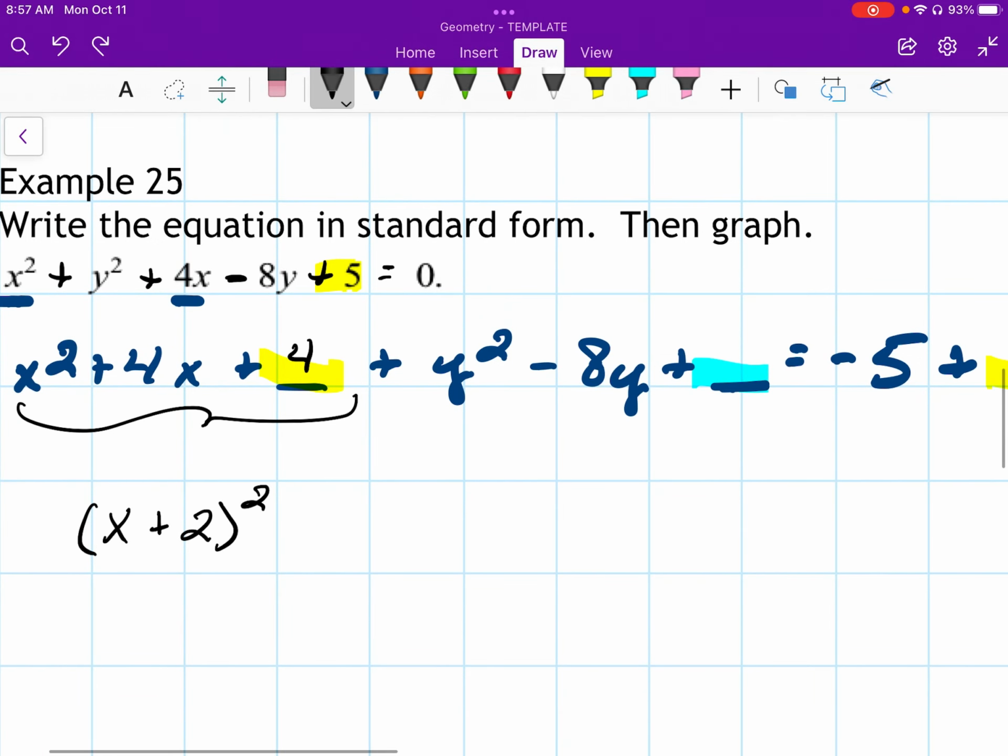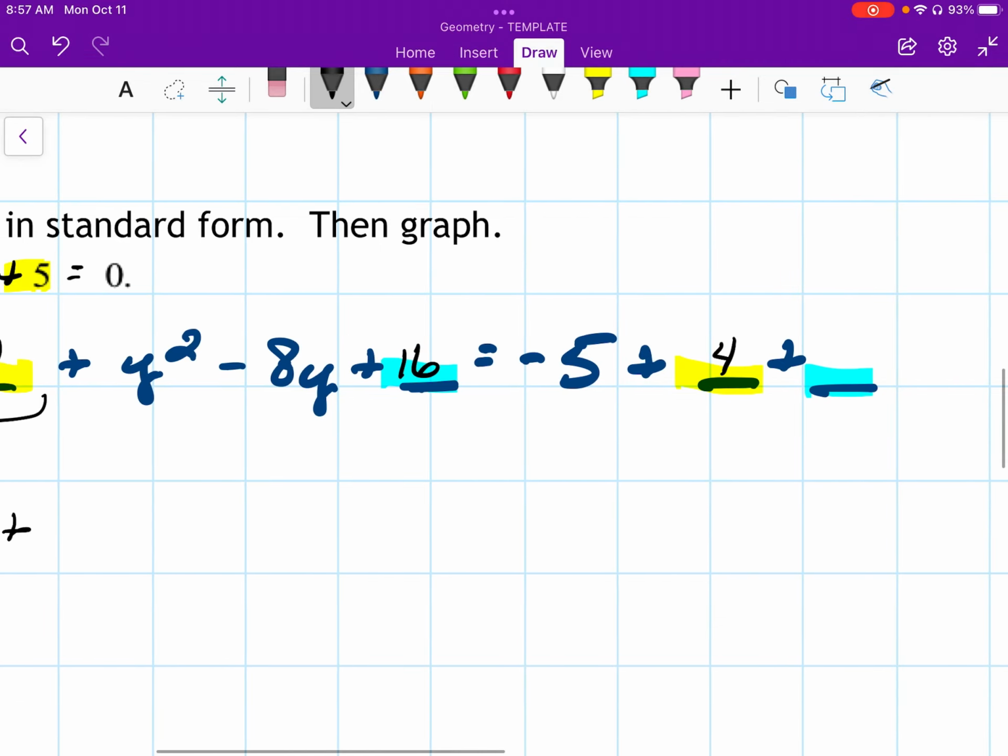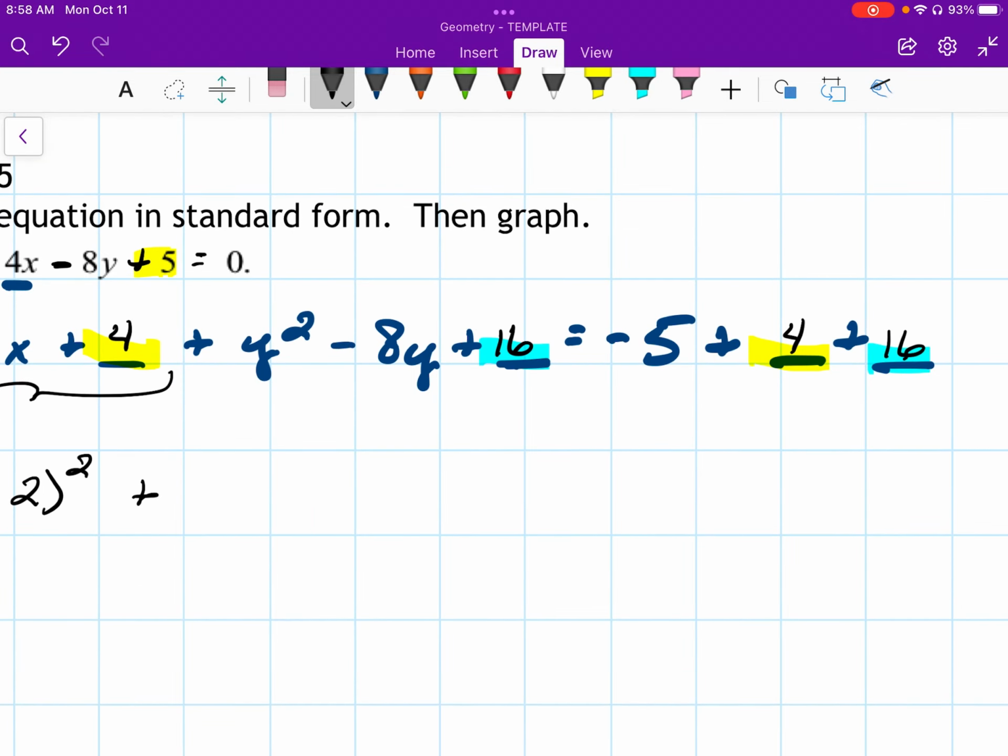Now for our y's. Negative 8 divided by 2 is negative 4. Negative 4 squared is 16. So in both my blanks, I get 16s. This piece now will factor to be y minus 4 squared. And again, that negative 4 comes from b divided by 2. Whatever your b term is, in this case it's negative 8, you divide it by 2, and that's whatever goes in your parentheses.